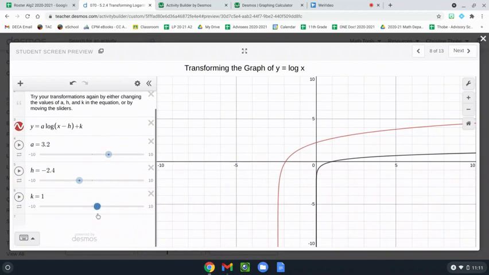And then lastly, we have the k value. The k value is on the outside here, and that moves my graph either up or down. So a negative number puts me below the x-axis. A positive puts me above the x-axis. So if I would see a minus 5, that means I'm going down. If I would see a plus 3, I'm going up. And that is how our different variables will adjust our parent function.